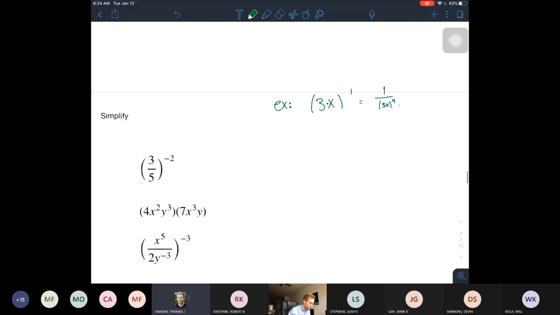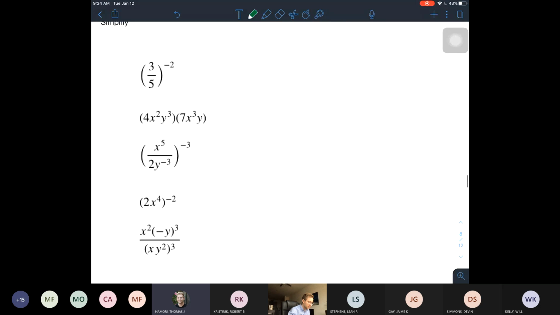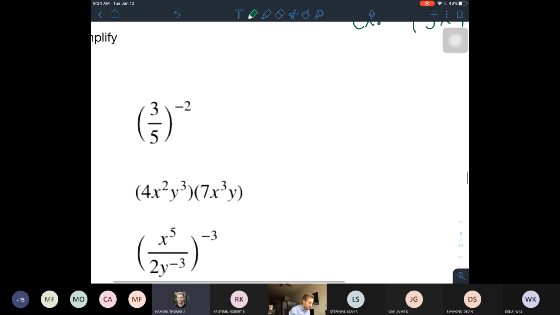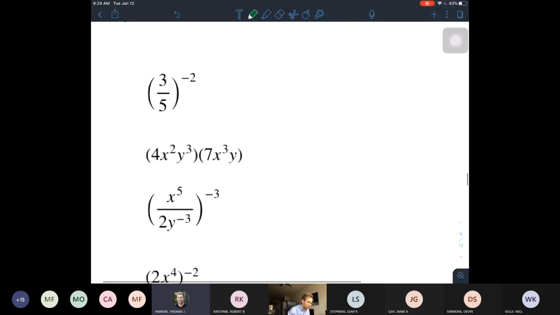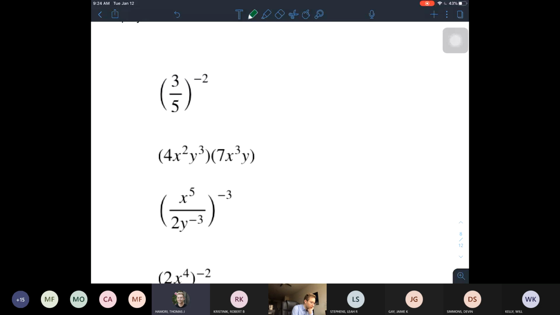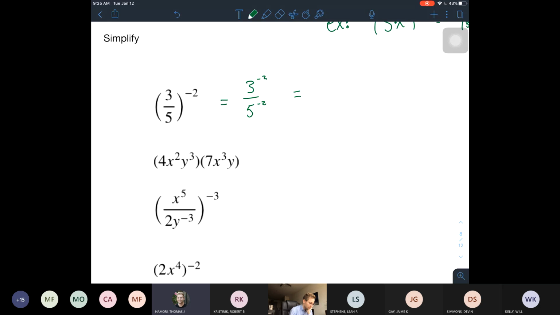Okay, so let's try some examples. We want to simplify some of these things. Let's try this first one first. We've got 3 divided by 5. Well, I just told you guys that if we have this 3 divided by 5 and we have a power out front, we're going to distribute that onto the inside. We can write this as 3 over 5, where we put the -2 power on each of them. And to truly simplify an expression like this, we want to have an expression with no negative exponents.